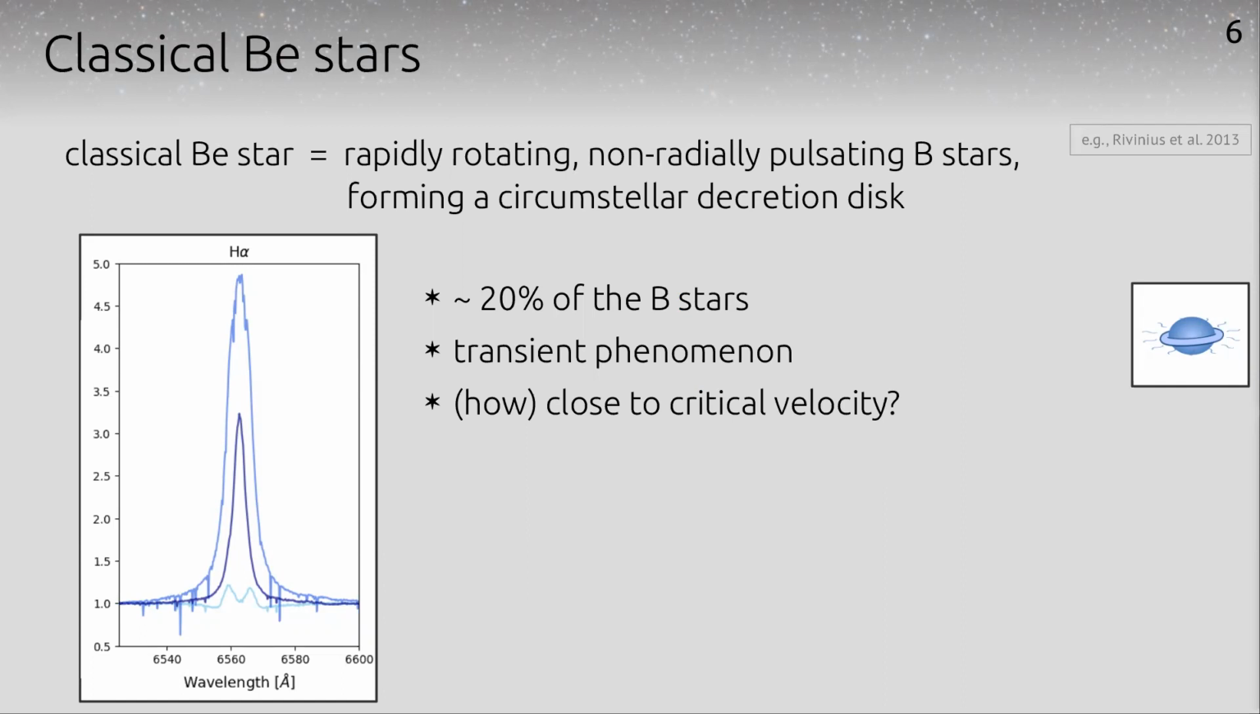And it's still not clear yet how close these stars are actually rotating to their critical velocity. There's a lot of debate ongoing, and it's observationally quite difficult to figure out how close they are actually to critical. But what I think is the most striking question is why are they actually rapidly rotating? Why are there 20% of the B-type stars that are rapid rotators? And how can we explain this in terms of stellar evolution?